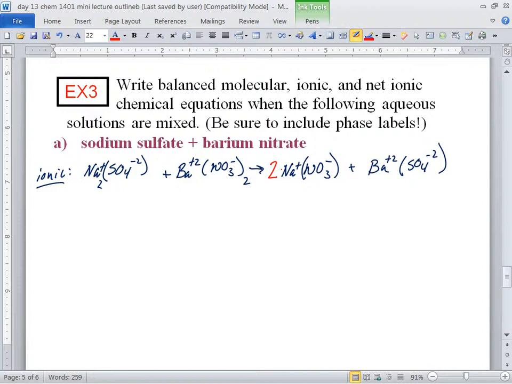So once you get it nice and balanced, write AQs and S's on things, and that, sorry, that's molecular.